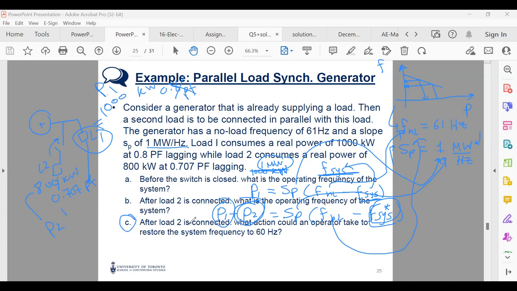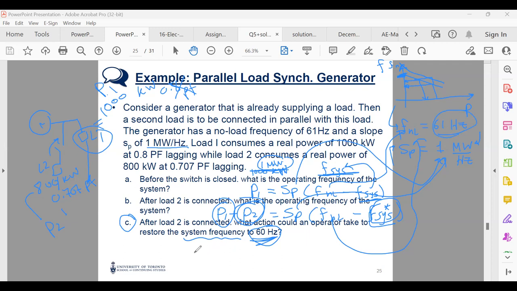Look at part C: after load two is connected, what action could an operator take to restore the system frequency to, let's say, 60 Hertz? You will find that the frequency is, of course, lower than 60 Hertz. To do this, you can increase, or open the valve, make the governor open the valve until you have a certain no load frequency. It will be higher, of course, than your normal no load frequency. By normal, I mean 61.